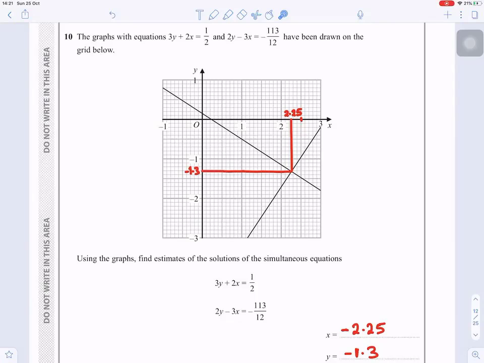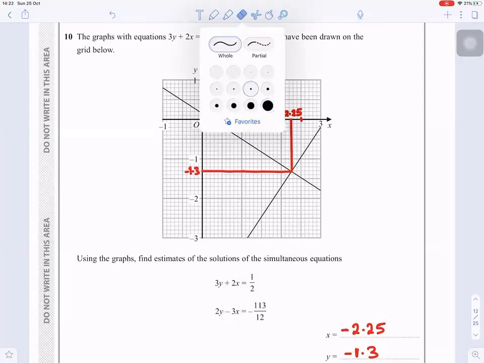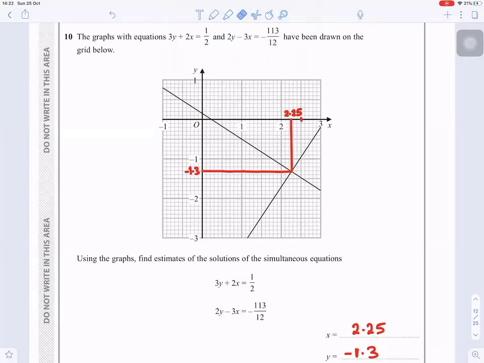So for x, 2.25, and for y, minus 1.3. It should just be 2.25, not minus. X is positive. 2.25, and y is minus 1.3. You look at where they meet and you read the value for the x and the y axis.